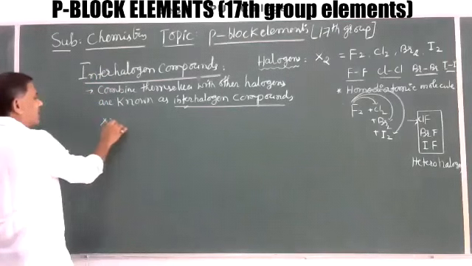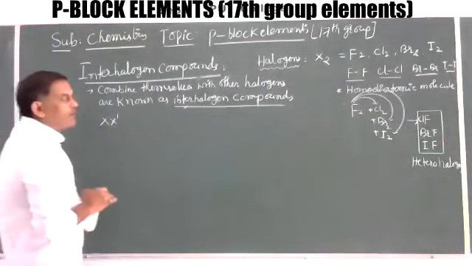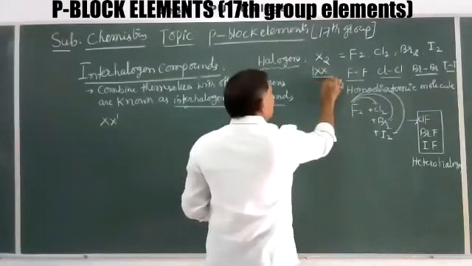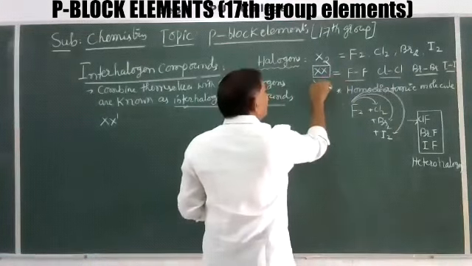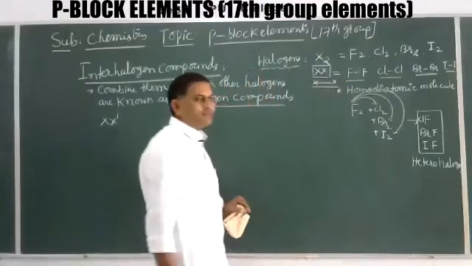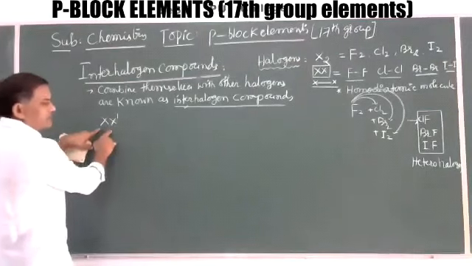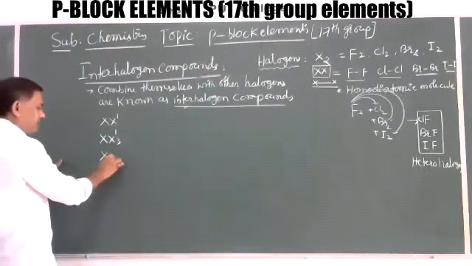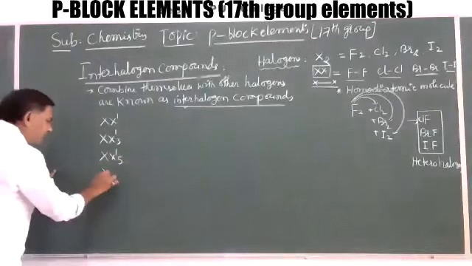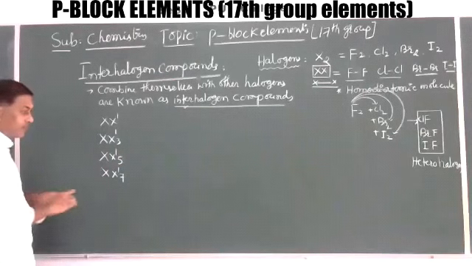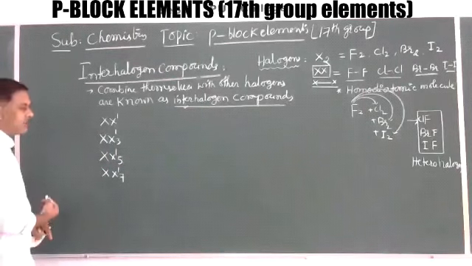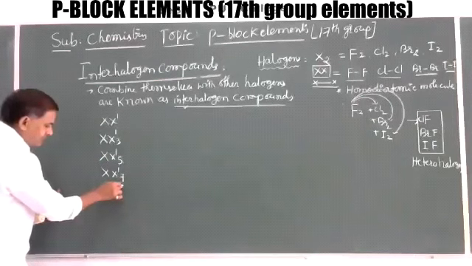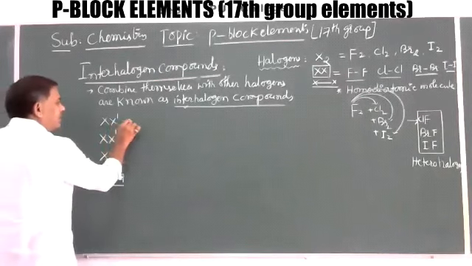They are generally XX'n. We know halogens are denoted by X2, meaning two are the same. That's why we can take XX, between X and X there is a covalent bond. Same here, XX'3, XX'5, XX'7, not more than that. Because in halogens, how many valence electrons are there in the outermost orbit? Seven. That's why it forms a maximum of 7 covalent bonds.